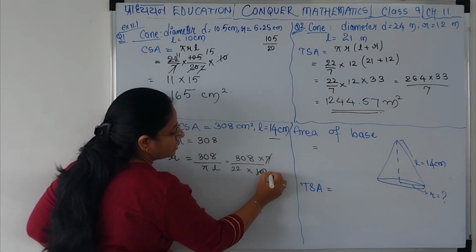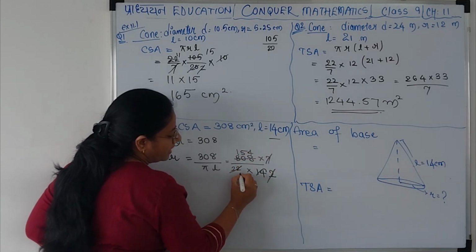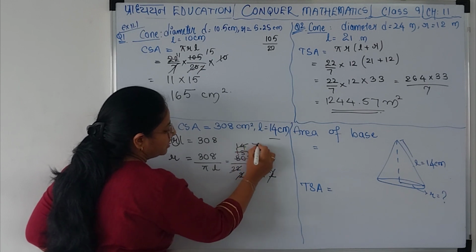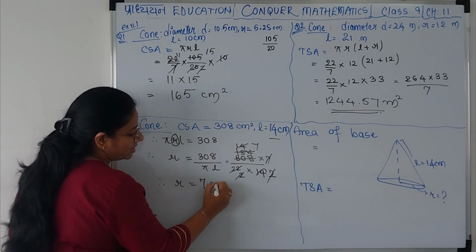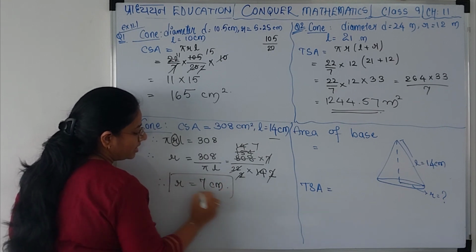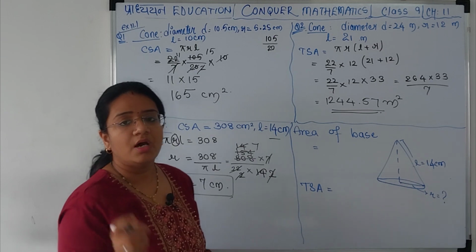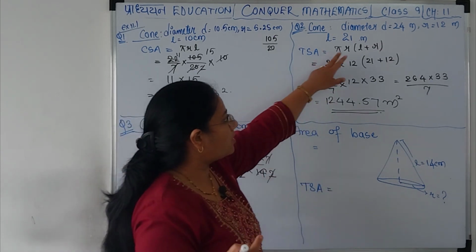So 7 ones are 7, 7 twos are 2 154. 11 twos are 11, 1s are 11, 4s are and 2 ones are 2 sevens. So what I get as radius is 7 centimeters. Now my radius is 7 centimeters. I already have the curved surface area. If we want to find the total surface area, you can use this formula also.